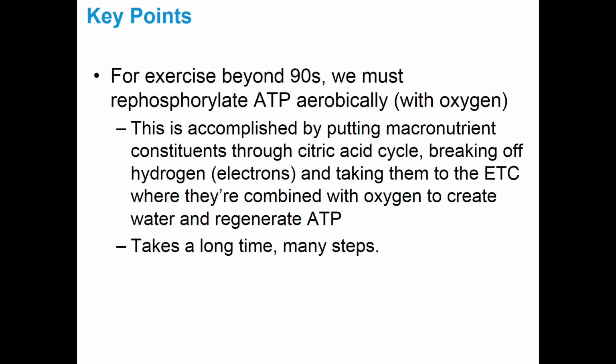All right, so the key points for this whole thing, the key points for Chapter 4. So for exercise beyond 90 seconds, beyond like an all-out, 2-lap sprint, or really 1-lap sprint for many of us, we have to rephosphorylate, remake ATP aerobically, which means with oxygen. And we can accomplish that by putting macronutrient constituents through the citric acid cycle, breaking off hydrogen, and taking them to the electron transport chain where they're combined with oxygen to create water and regenerate ATP.